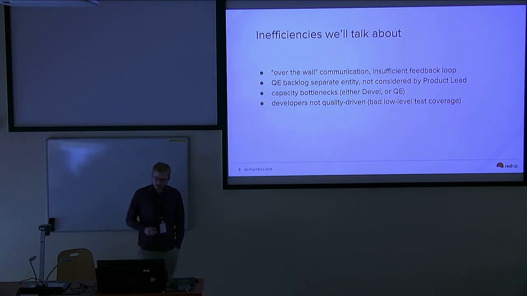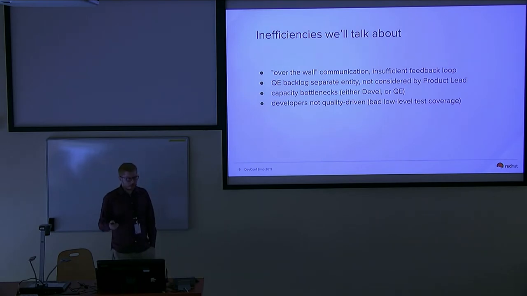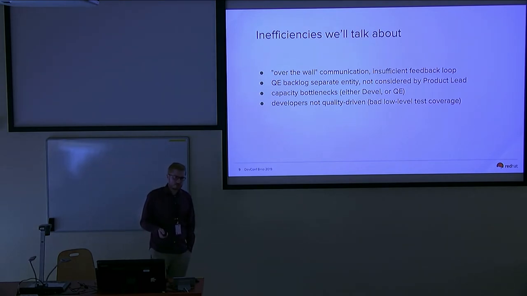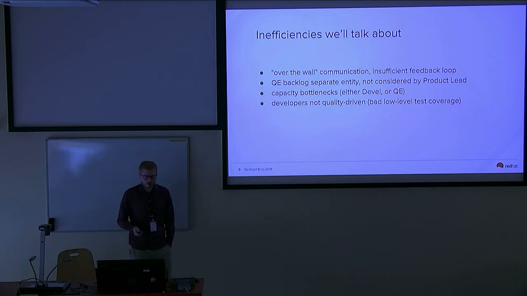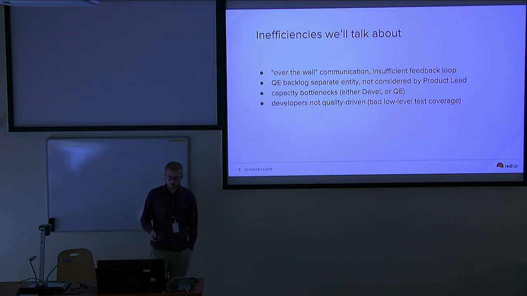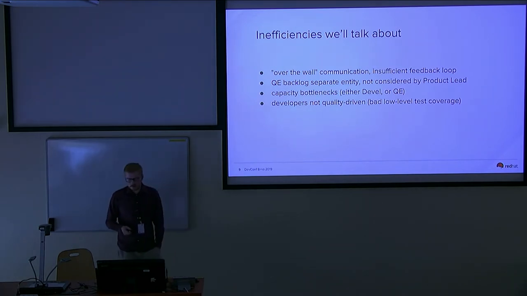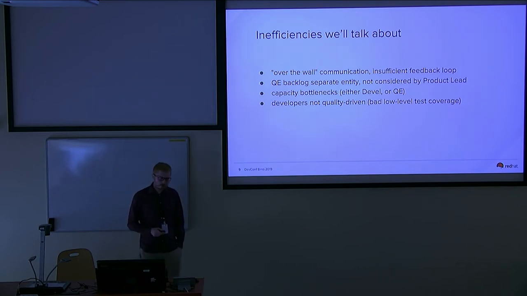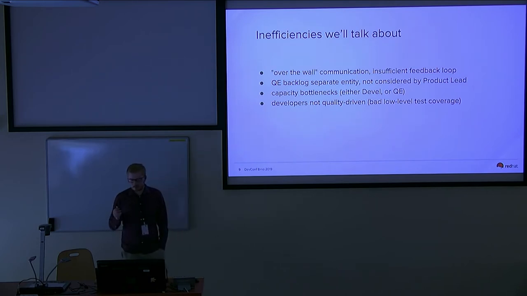The product lead focuses just on the vision and prioritizes just the development. There might be capacity bottlenecks quite often because there are fewer QE than developers, and some of the features are actually harder to test than to develop. And it might be that developers are not really quality driven, so there might be bad quality of low-level test coverage.